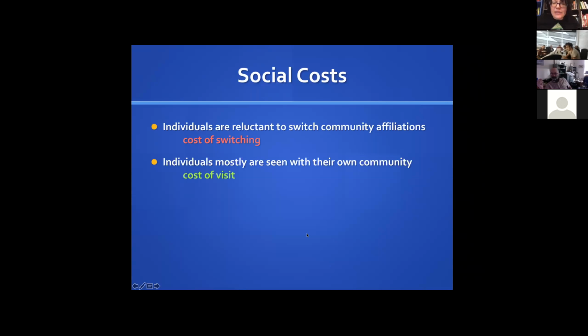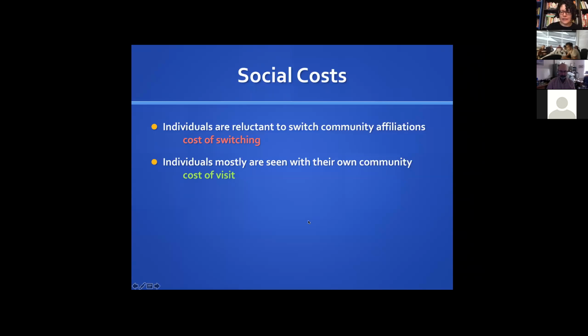Individuals are mostly seen with their own community, but there is a cost of visit, which is also measured in stress hormones and access to resources. In some cases, the visit cost can be higher than the switching cost, and in others lower. If you switch from one wireless carrier to another, they really incentivize you to switch, but disincentivize the visit. But in many other cases, if a member of another troop tries to join a baboon troop, then they really disincentivize that visit.